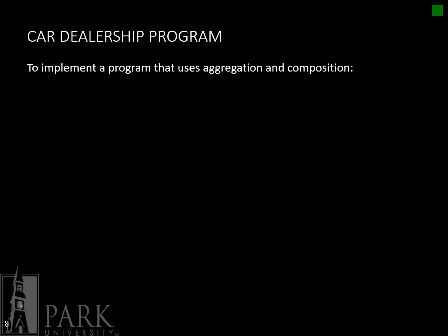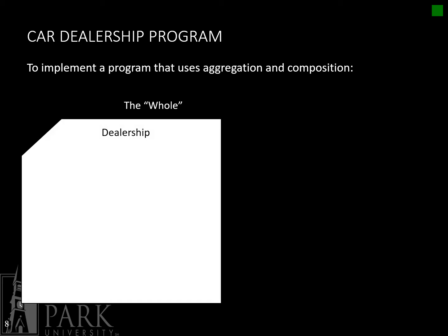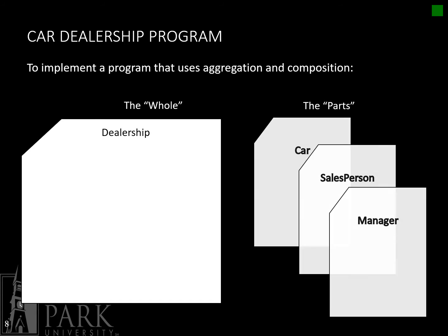To implement a program that uses aggregation and composition, we're going to define one class for the whole and define separate classes for each of the parts. For each class that contains another class, we're going to declare an instance variable inside the containing class such that the instance variable holds a reference to one or more of the contained class's objects.